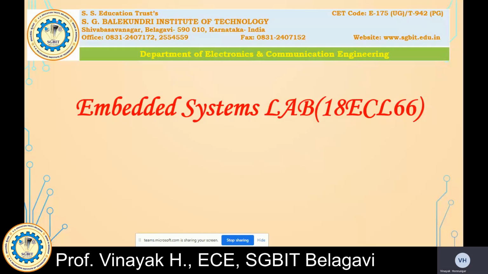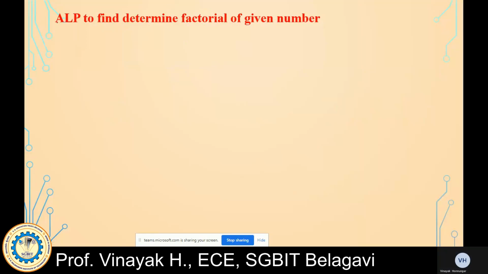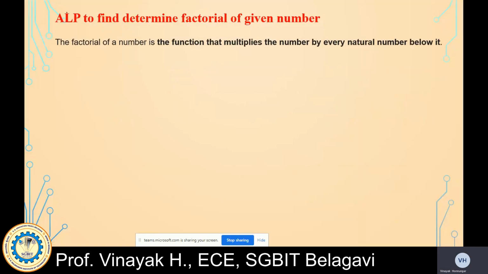Welcome to this video. In this video, we will be discussing how to find the factorial of a given number using the Keil MicroVision 4 software. So, what do we mean by a factorial? Factorial is nothing but a function that multiplies a given number by every natural number below it.